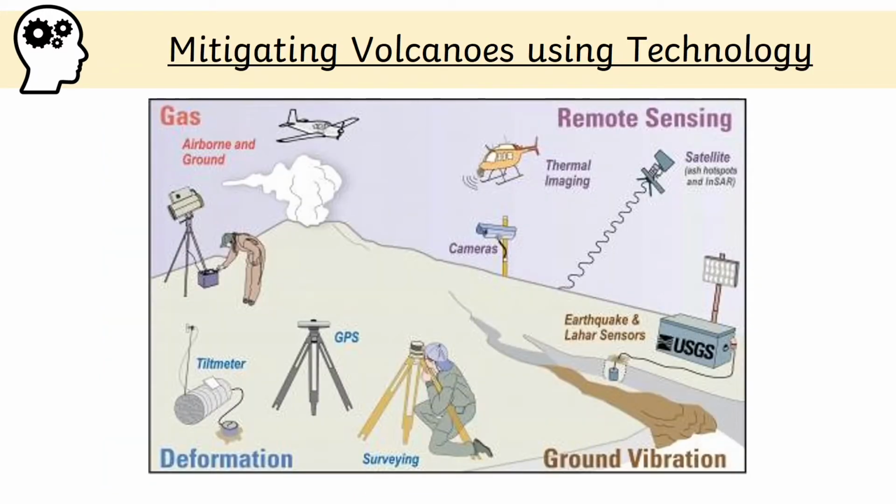Volcanic eruptions can be predicted if the volcano is well monitored. Predicting when a volcano is going to erupt gives people time to evacuate. This reduces the numbers of injuries and deaths. Scientists can monitor telltale signs before a volcanic eruption.